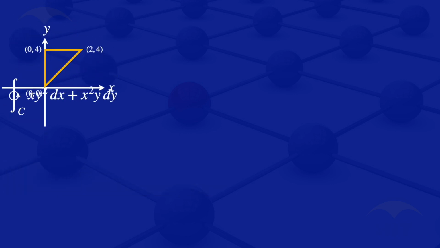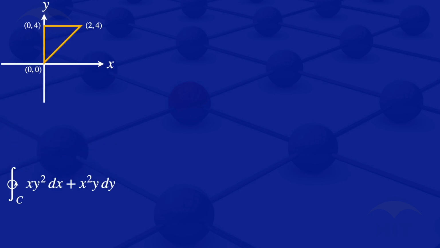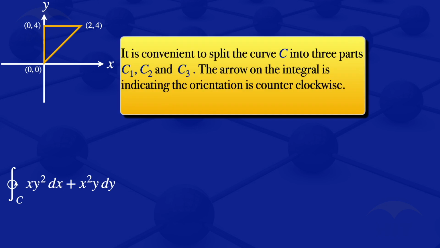And usually when you are given curves of this form, it is better to split that curve into 3 parts, because we're having 3 different parts there. So let us split that curve into parts C1, C2, and C3. I'll call that part C1, and then that one C2, and the other one C3. Our integral there has a small arrow, and that arrow is indicating that the orientation is counterclockwise.